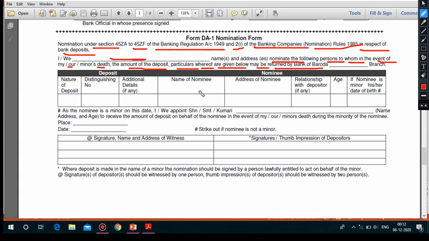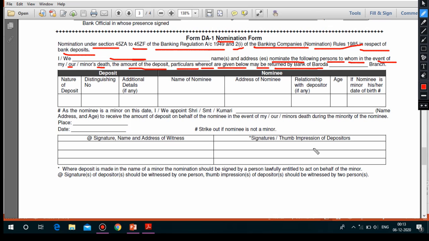Now suppose a wife has nominated her husband and the wife dies, then the money in her account, the husband will get, if she has filled the nomination form. They have to mention the nature of the deposit, whether it is a savings account or current account, the name and address of the nominee, the relation with the depositor, that is, with the main account holder, then the age, the date of birth of that nominee, and the signature of the nominee should be there.